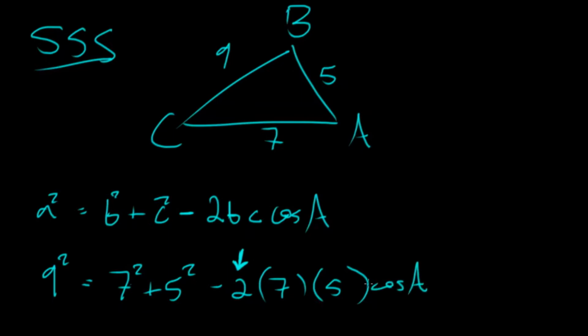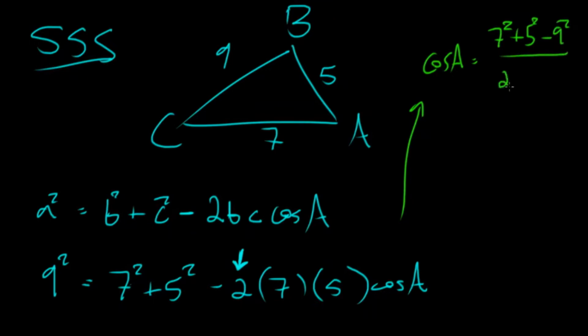And if you work through this, you're going to get cosine A is equal to some number, right? Cosine A is equal to, let's see, it's going to be 7 squared plus 5 squared minus 9 squared all over 2 times 7 times 5. I believe that's correct. Boom, boom, boom, boom. Yep, that's correct. And that's what cosine A is equal to.